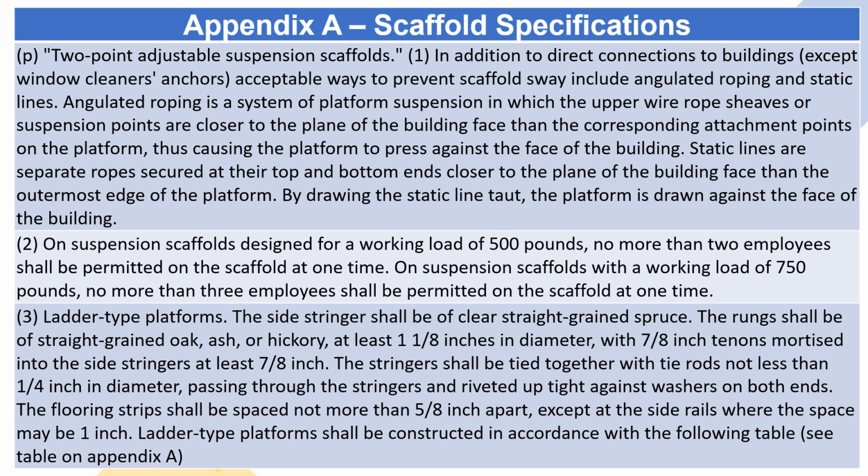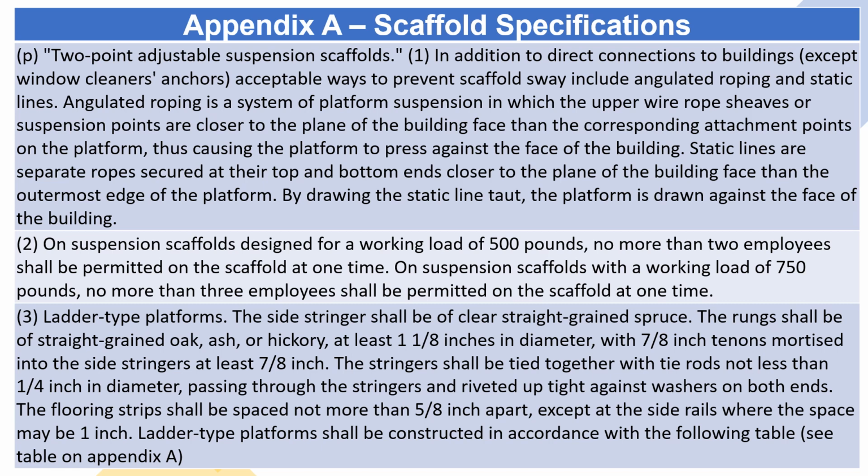1. In addition to direct connections to buildings, except window cleaners anchors, acceptable ways to prevent scaffold sway include angulated roping and static lines. Angulated roping is a system of platform suspension in which the upper wire rope sheaves or suspension points are closer to the plane of the building face than the corresponding attachment points on the platform, thus causing the platform to press against the face of the building. Static lines are separate ropes secured at their top and bottom ends closer to the plane of the building face than the outermost edge of the platform. By drawing the static line taut, the platform is drawn against the face of the building.